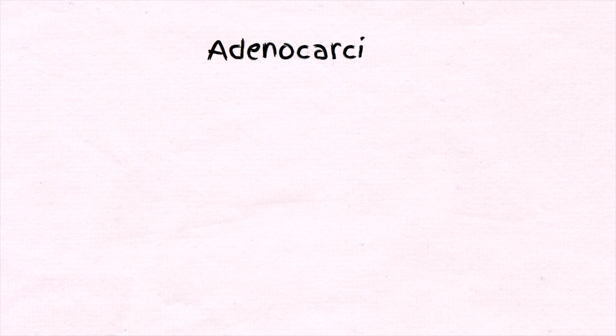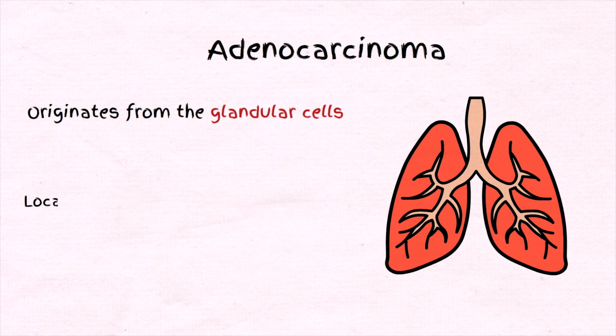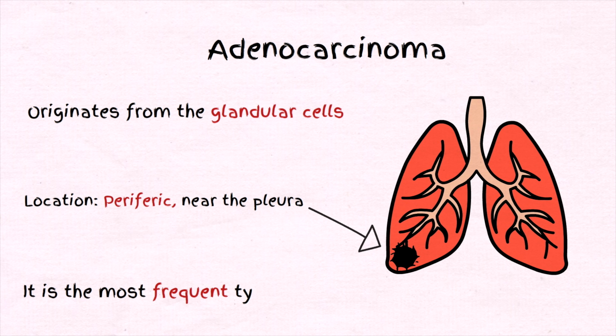The adenocarcinoma originates from the glandular cells, which secrete mucus, and it is usually located more along the outer edges of the lungs. It is the most frequent type of cancer in non-smokers.